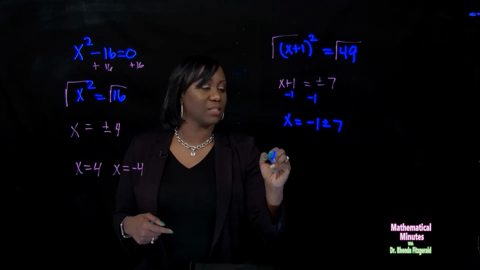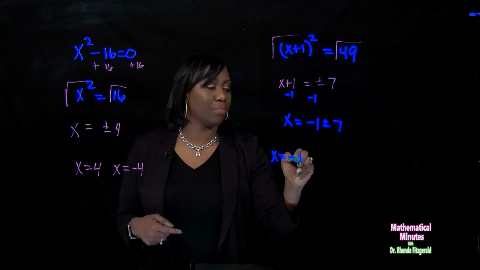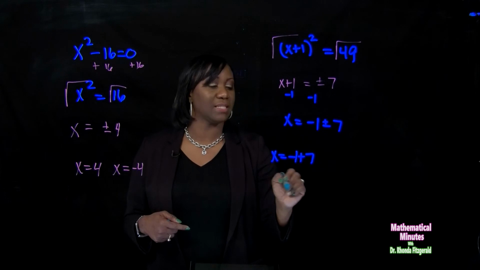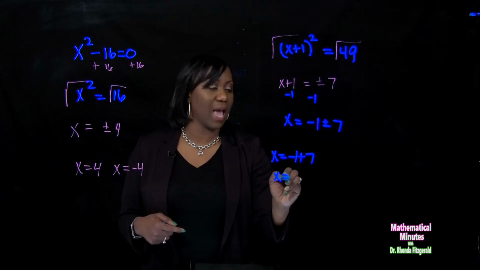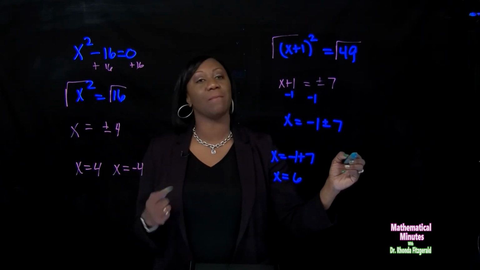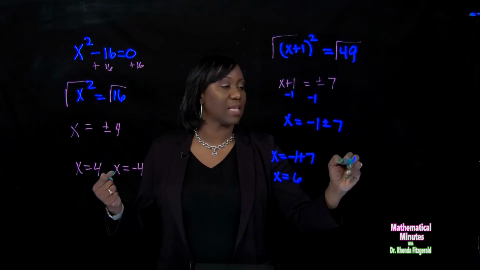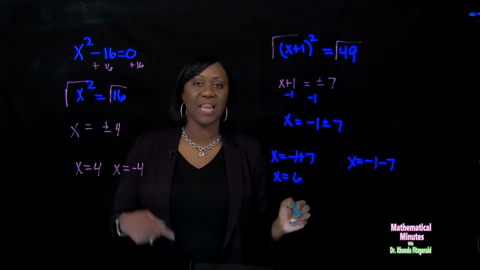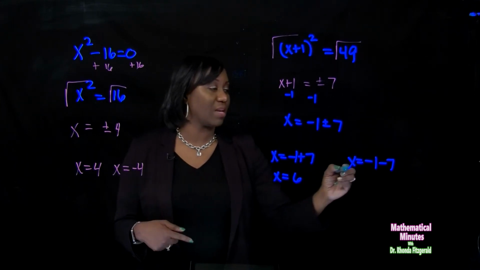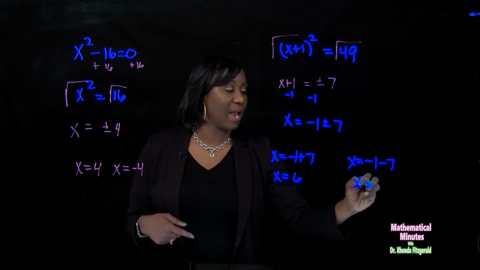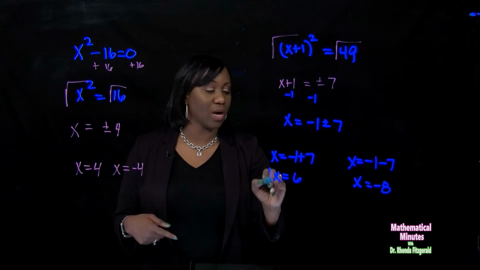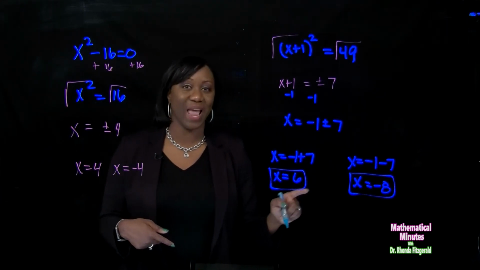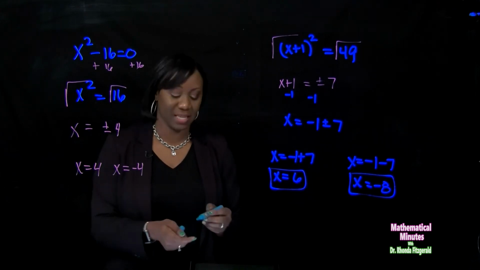So here x is equal to negative 1 plus 7, which gives me x is equal to a positive 6. And my second solution is x is equal to negative 1 minus 7, and negative 1 minus 7 leaves us with a negative 8. So our two solutions are a positive 6 and a negative 8.